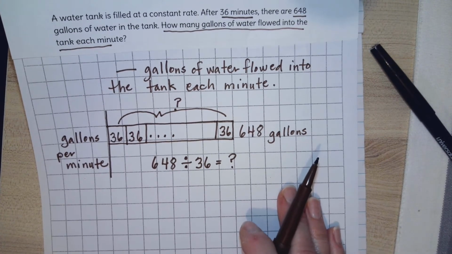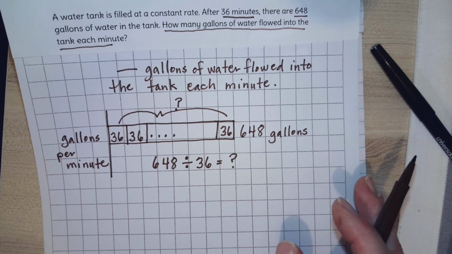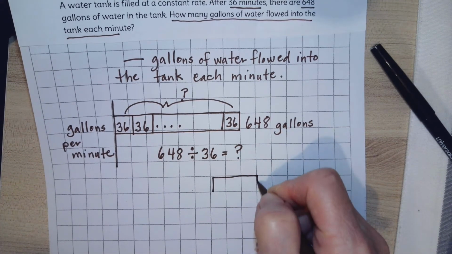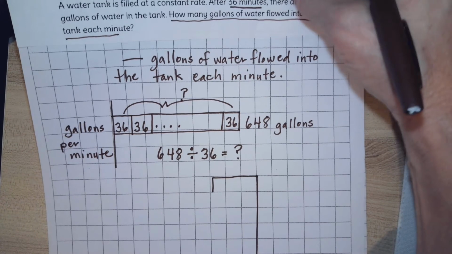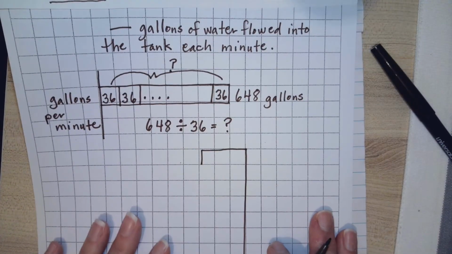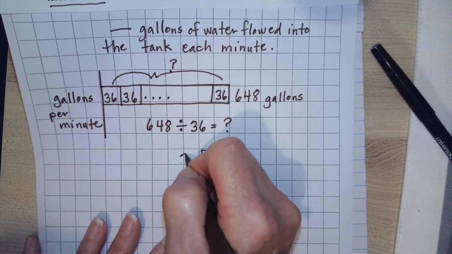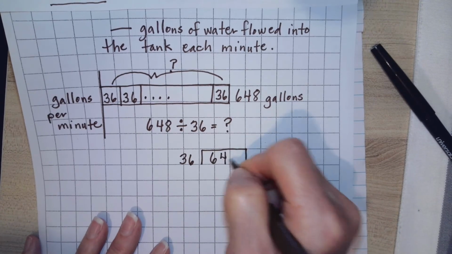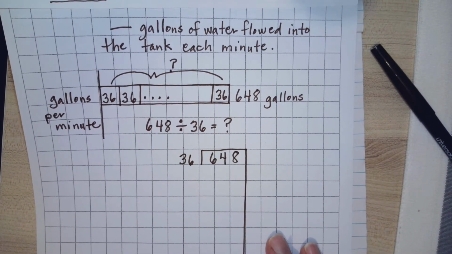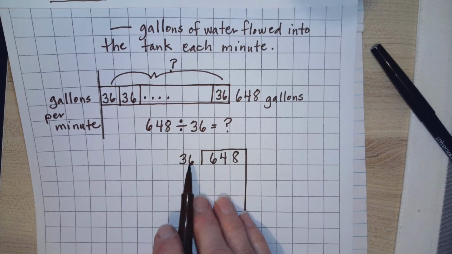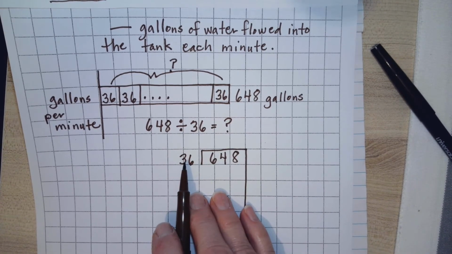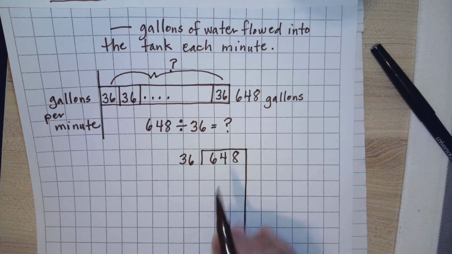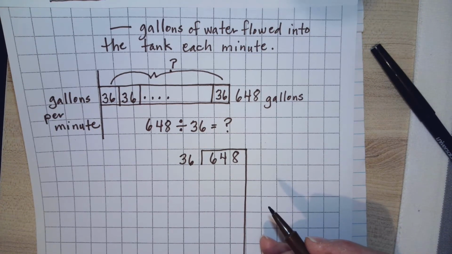Now I need to think of what strategy I can use to divide. I'm going to use the partial quotient, and sometimes we call that the hangman. Having this nice piece of graph paper helps me to set it up nicely. My divisor goes on the outside. My dividend goes on the inside. And remember, what we're thinking of is what factor I can multiply 36 by to get as close to 648 without going over.